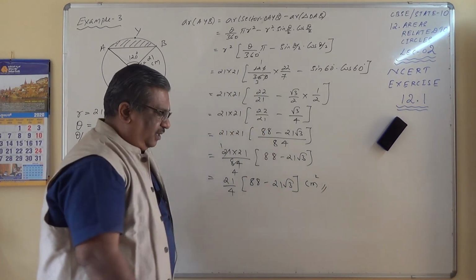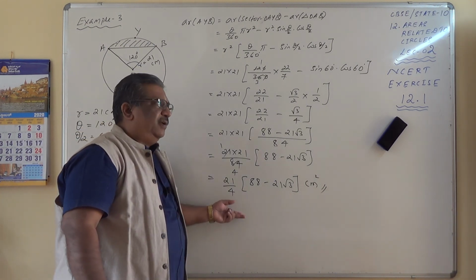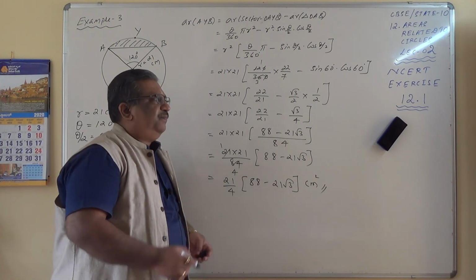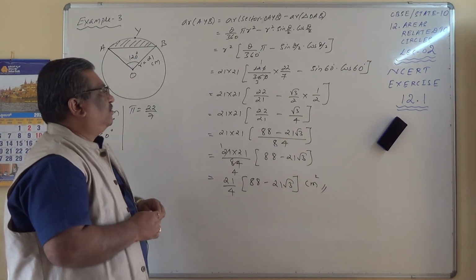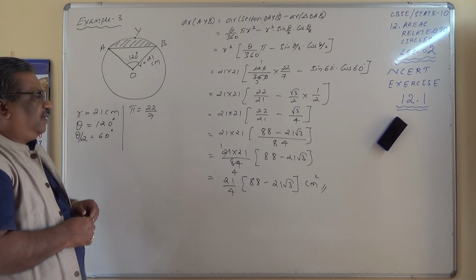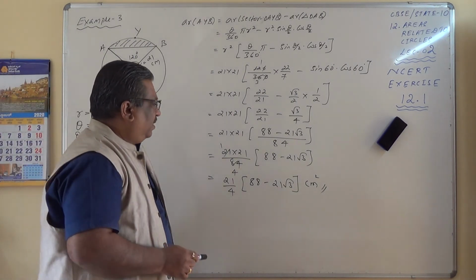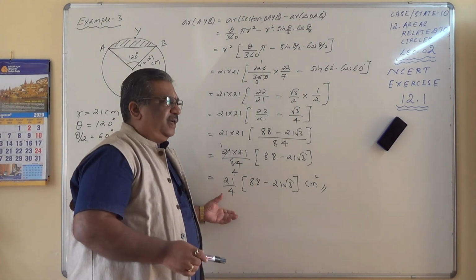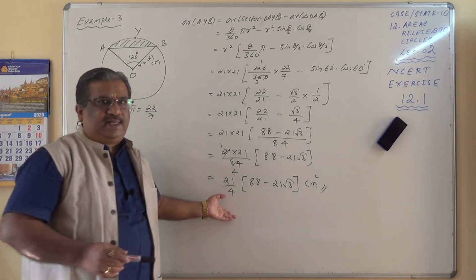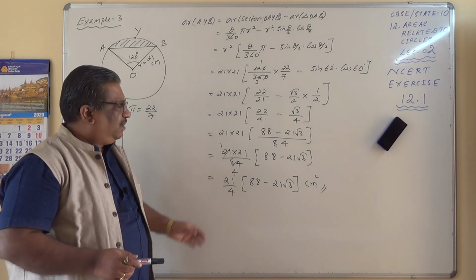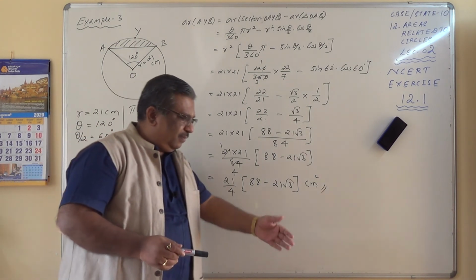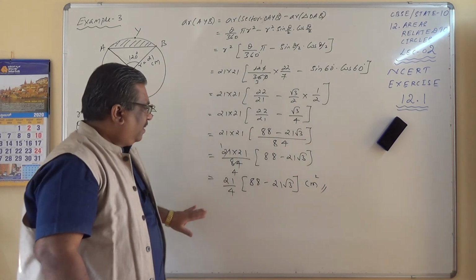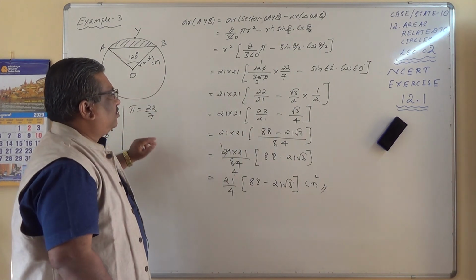In the textbook the evaluation is stopped at this stage. In fact, sometimes if they ask you to take root 3 as 1.73, then multiply by 21 and simplify this one. Again you can simplify further and get the answer in terms of decimals. That is also possible, but in the textbook this is stopped at this stage, so I am also stopping at this stage. This is the answer for this question.